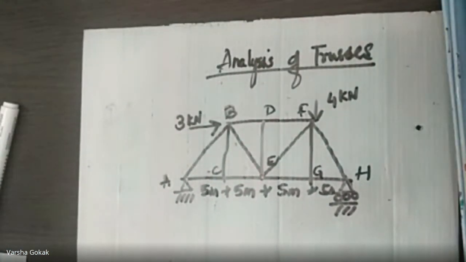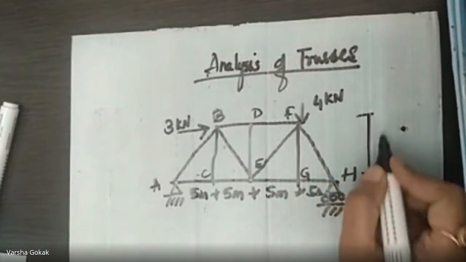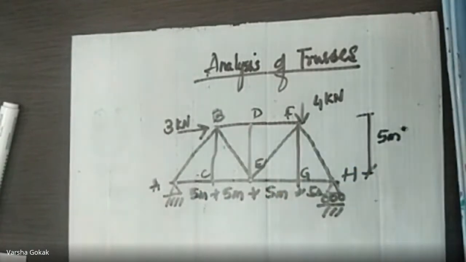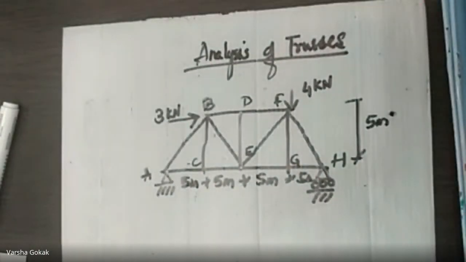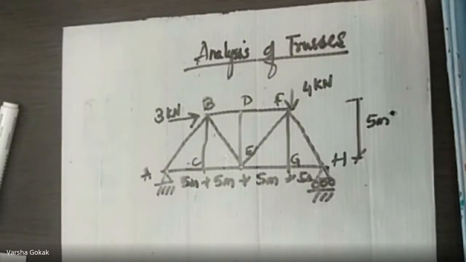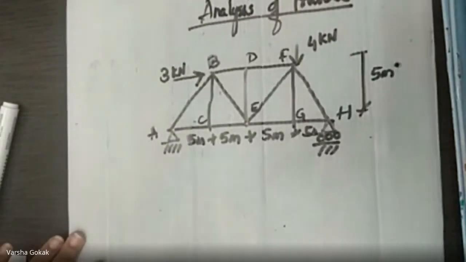Okay. This is the truss. The height of the truss is given as 5 meters. So we have to solve this. So what is the first step? You all will tell, I will do. What should we find?